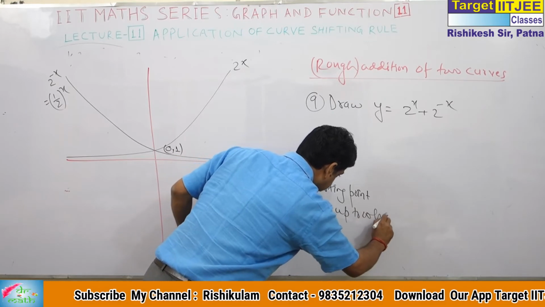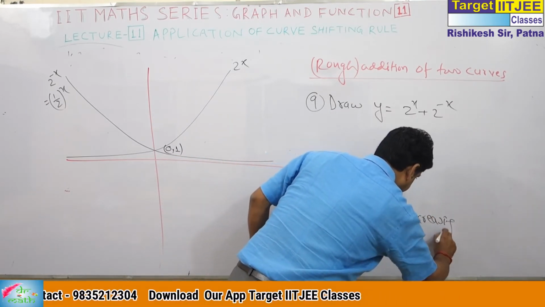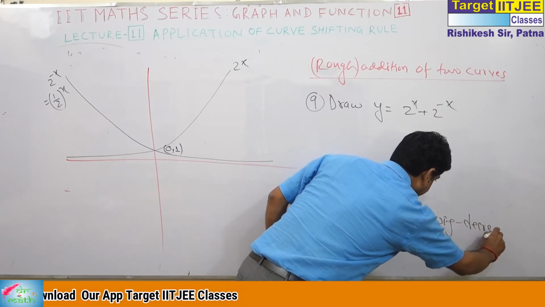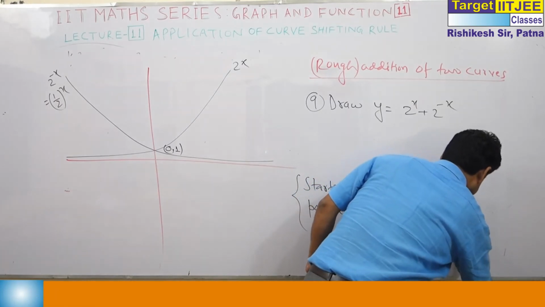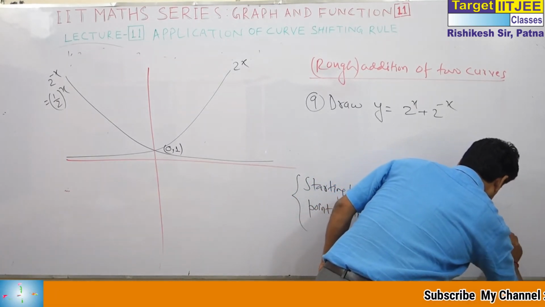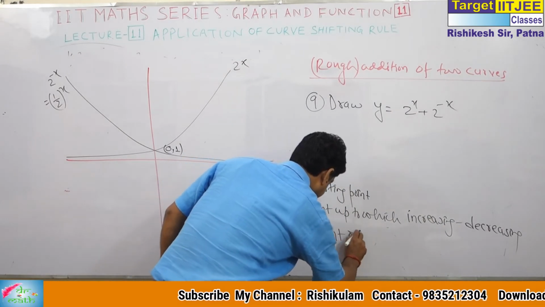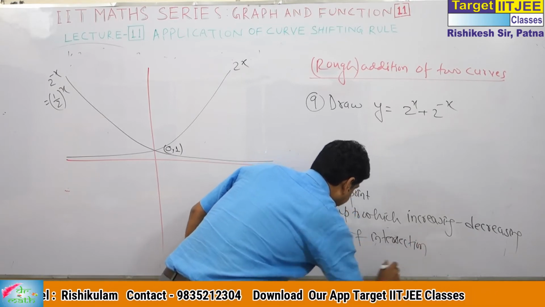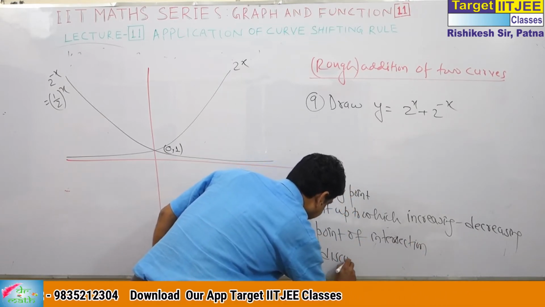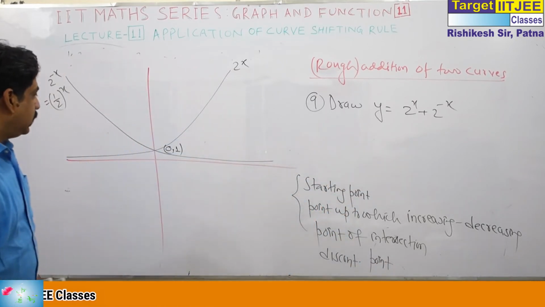The starting point, the point up to which it is increasing, decreasing, and finally the point of intersection. Sometimes there may be a discontinuous point. Concentrate on this: the starting point.